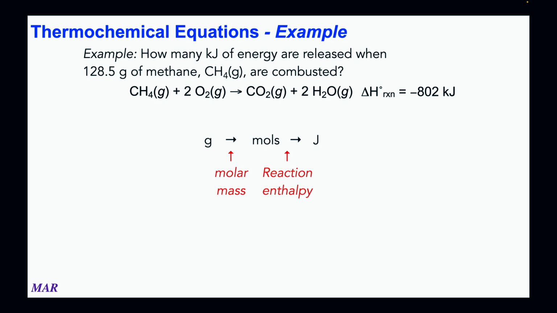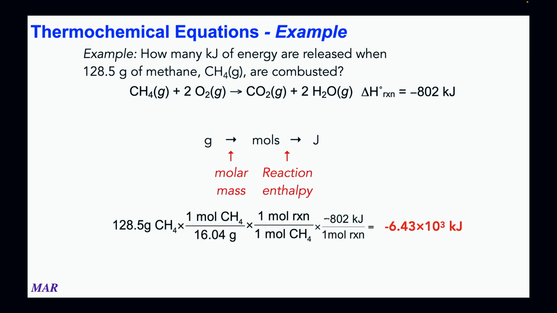So what we're going to do here is turn grams of methane into moles using the molar mass. And then we're going to use the fact that for every mole of CH4 that you burn, you're going to get minus 802 kilojoules of energy out. So you start with the grams of methane, turn grams of methane into moles. Methane's about 16.04 grams per mole. And then methane is part of the reaction. 1 mole of methane is in your one reaction, and 1 mole of the reaction is minus 802 kilojoules. So when you multiply all those things together, you get minus 6.43 times 10 to the third kilojoules of energy out. That's the energy released for burning 128.5 grams of methane.